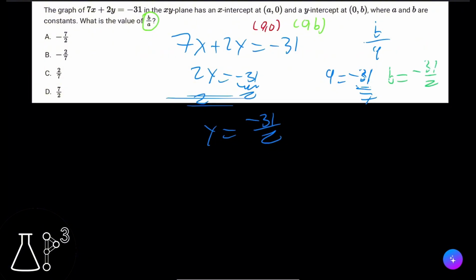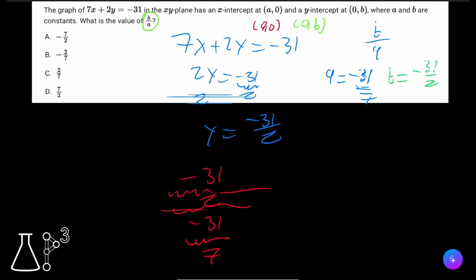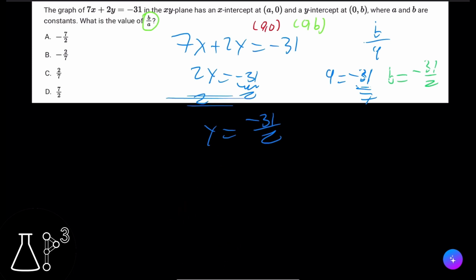All I have to do now is plug a and b into b divided by a to look for the value. So b equals negative 31 divided by 2, and a equals negative 31 divided by 7. So let me rewrite it. That would be negative 31 divided by 2, and then divided by negative 31 divided by 7. So this is how it would look, right? And as we can see, it looks pretty ugly. So in these types of situations, we reverse a.